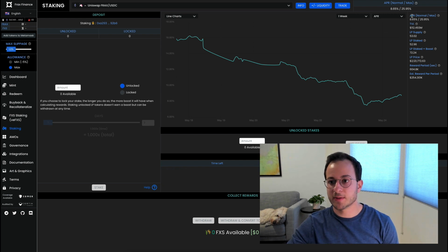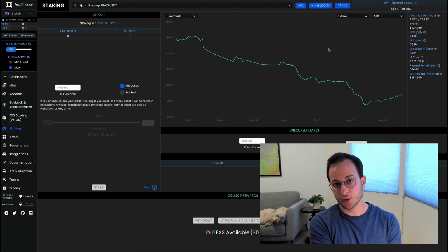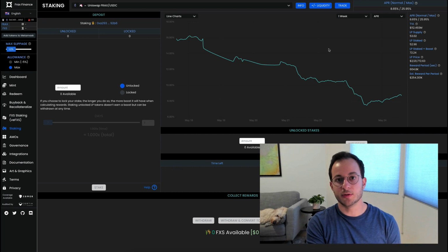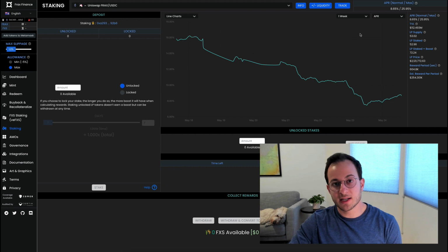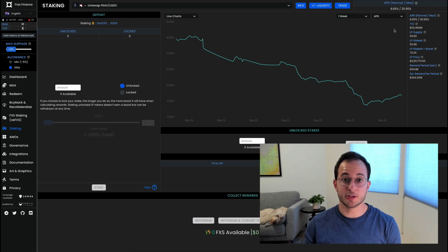And you notice here on the top right, there's actually two sets of APRs, a normal and a max. So Frax allows you to lock up your staked liquidity for anywhere from fully unlocked, or 0 days locked, to a full 3 years. So if you decide to not lock up your stakes, you can withdraw it at any time. You'll receive about a 9% APR. And if you lock it up for 3 years, you basically triple that, or about a 26% APR.